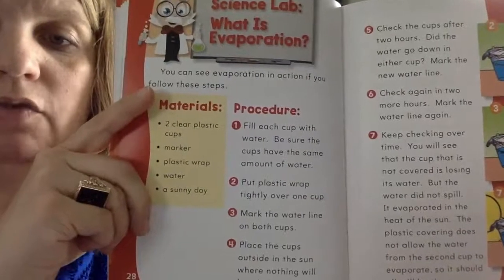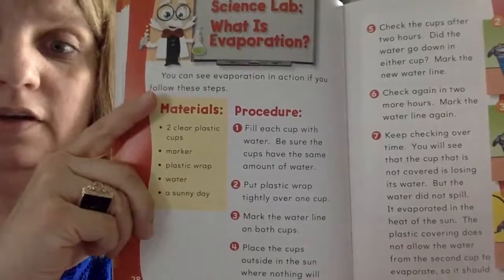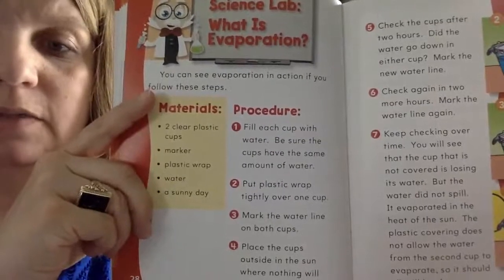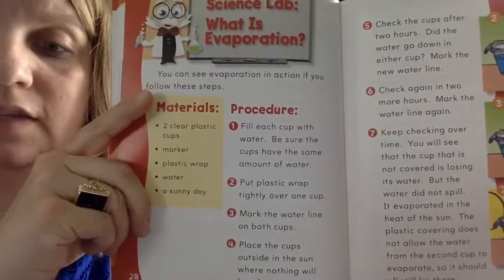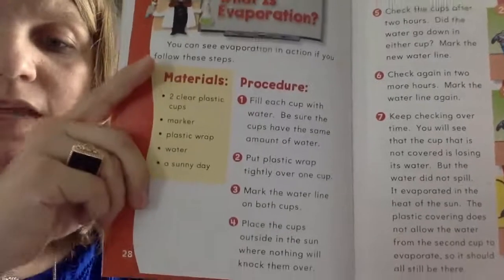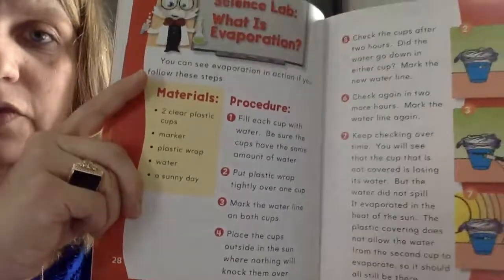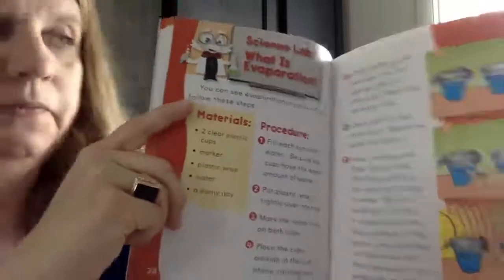Keep checking over time. You will see that the cup that is not covered is losing its water, but the water did not spill. It evaporated in the heat of the sun. The plastic covering does not allow the water from the second cup to evaporate, so it should still be in there. Okay, so there's your fun experiment that you can try at home.